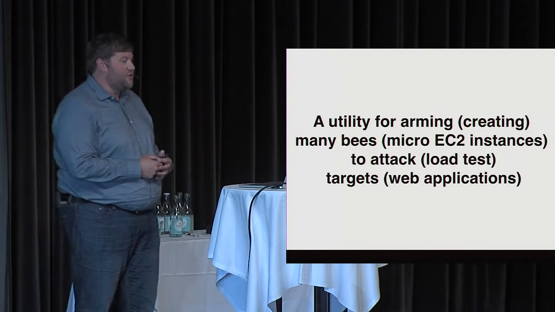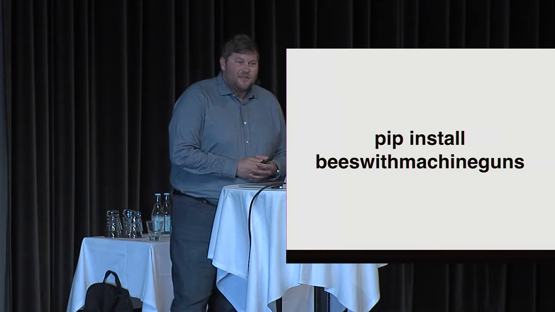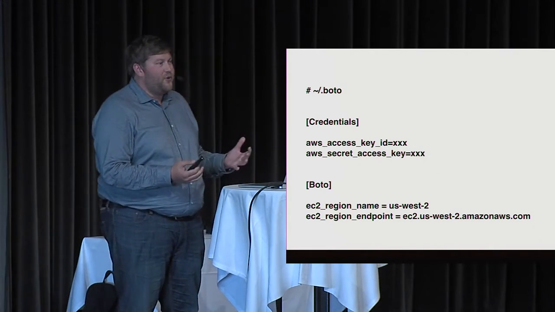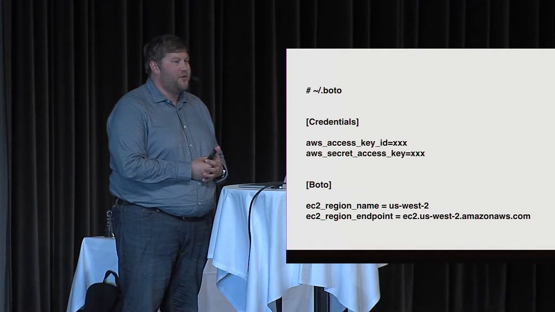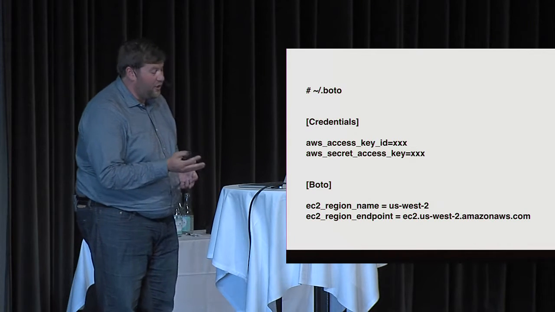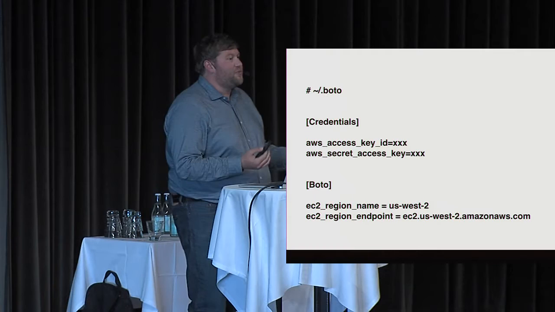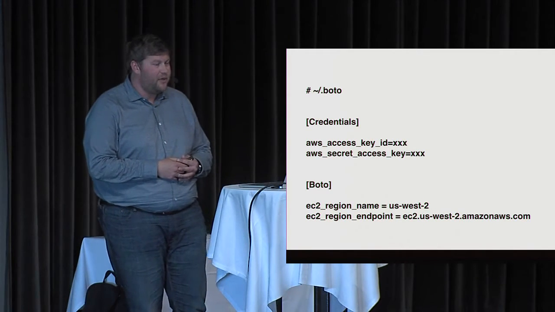So it's pretty easy to install. Pip install beeswithmachineguns. And then you configure some EC2 credentials. So if you're not familiar with Amazon Web Services, you can get started at aws.amazon.com/free for 3 months, or for a year rather. And all you really need is a key and secret, and then you can start to spin up instances. So all you do is define the key and secret in the boto config file, and then you can use the bees command line.